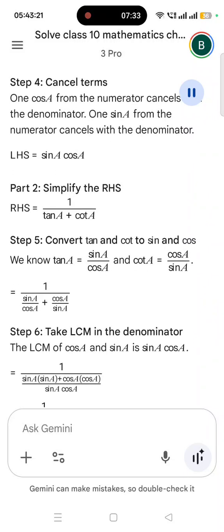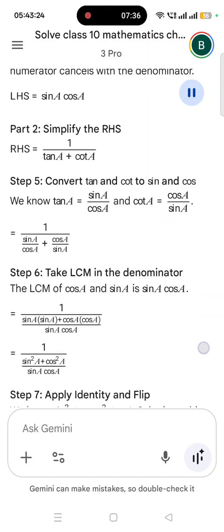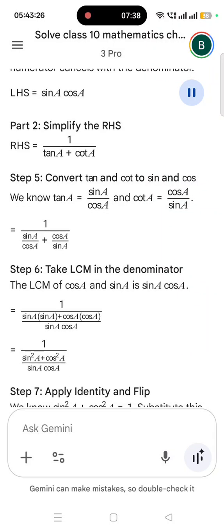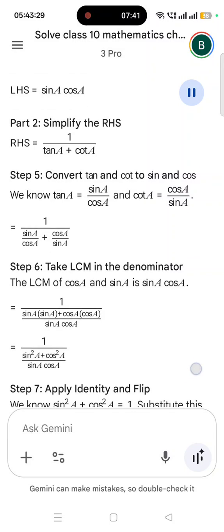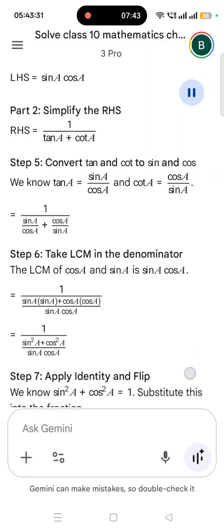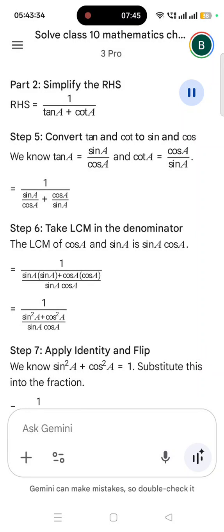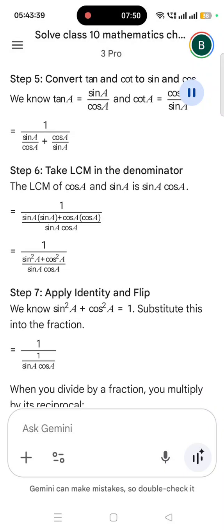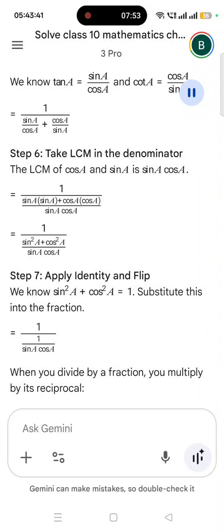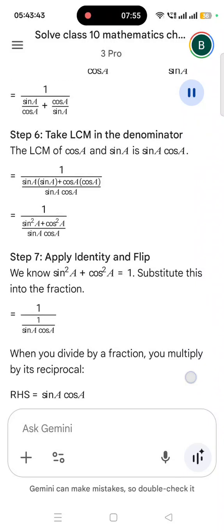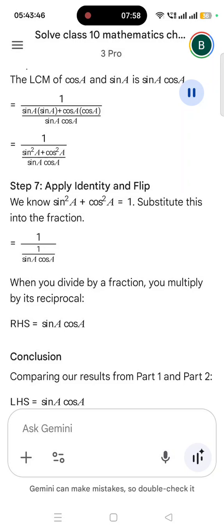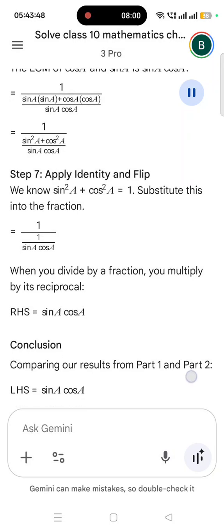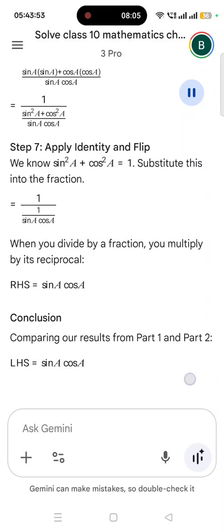Part 2. Simplify the RHS. Step 5. Convert tan and cot to sin and cos. We know tan A equals sin A over cos A, and cot A equals cos A over sin A. Step 6. Take LCM in the denominator. The LCM of cos A and sin A is sin A cos A. Step 7. Apply identity and flip. We know sin squared A plus cos squared A equals 1. Substitute this into the fraction.